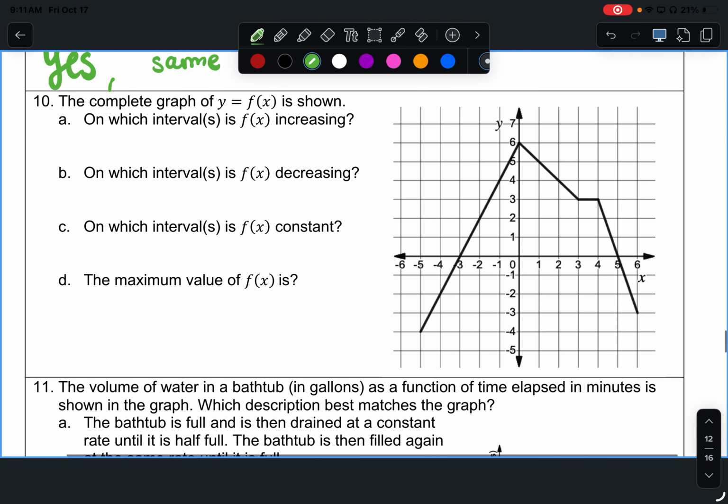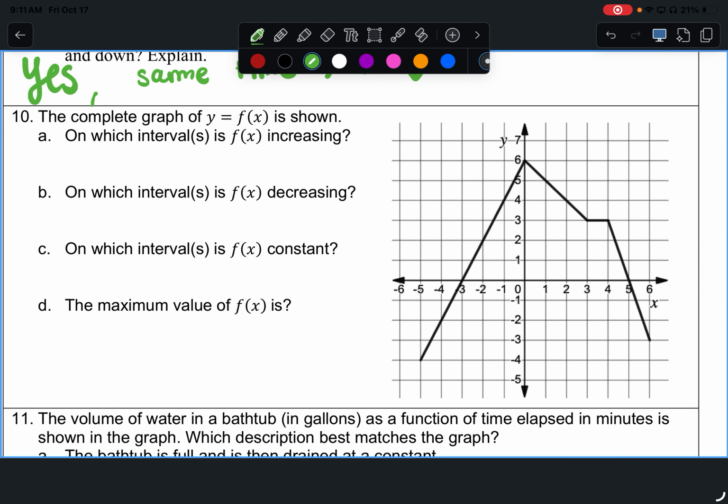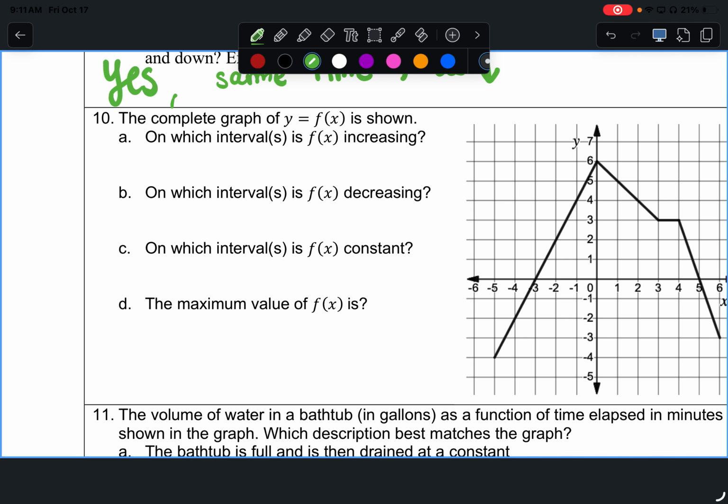Okay, now we're going to look at number 10. So we are going to look at the complete graph of y is equal to f of x. And we're going to figure out when it's increasing, decreasing, or constant. Before we do anything, okay, increasing, decreasing, and constant, those are written as intervals of x. And when we write the intervals of x, it is going to go from the left to the right every single time. That is how we set those up, okay?